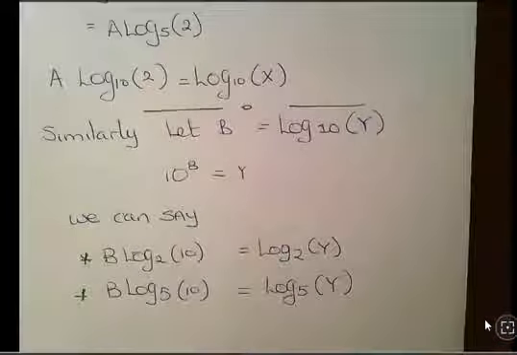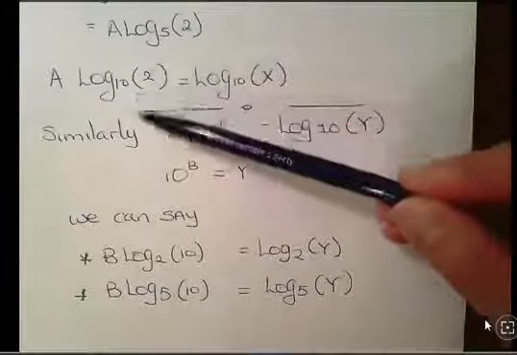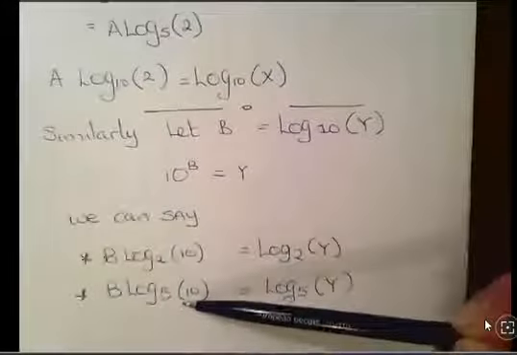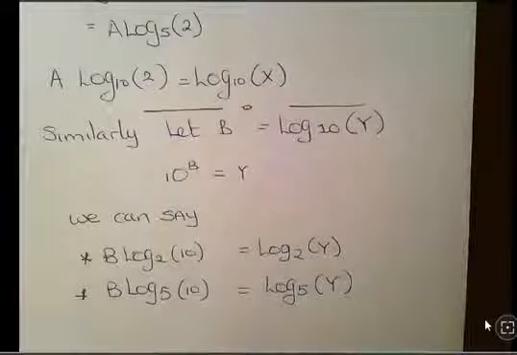I'm going to do something very similar for the b. Let b equal log of y to the base 10. 10 to the power of b is equal to y, and therefore we can say that b times log of 10 to the base 2 equals log of y to the base 2, and b times log of 10 to the base 5 is log of y to the base 5. That's just using those very simple identities. So what we're going to do here is use this and this, and put them back into our equation.